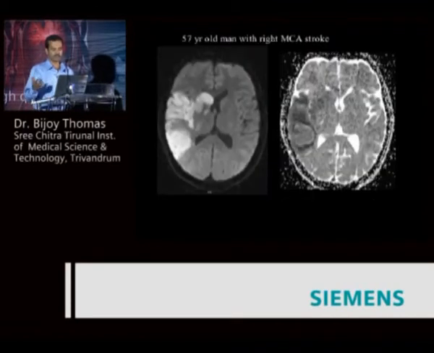Although I'm telling you all these things, these are in the preliminary stages of evaluation. Nobody has validated it really. So it will take some more time to come to clinical practice. So why do we need to look at the oxygen extraction fraction? Is it an academic curiosity?